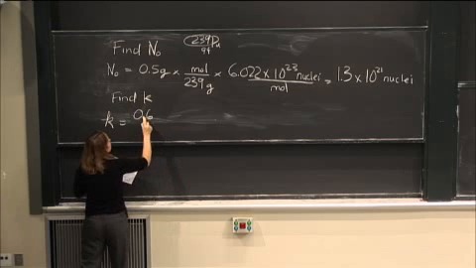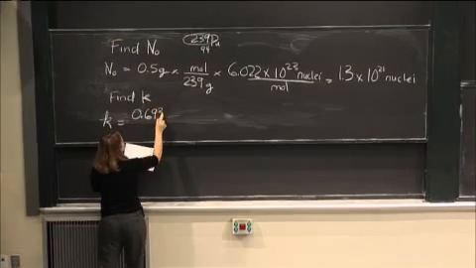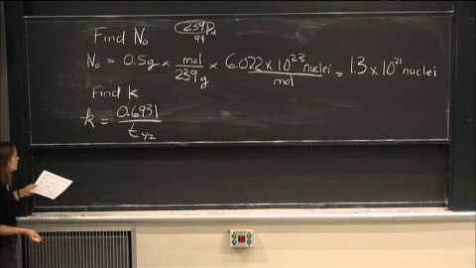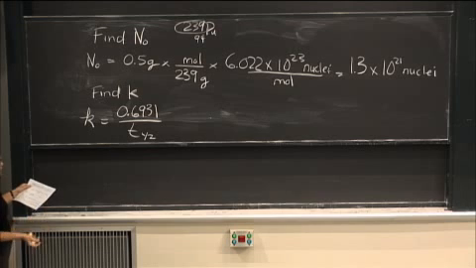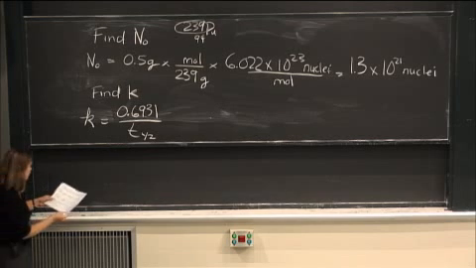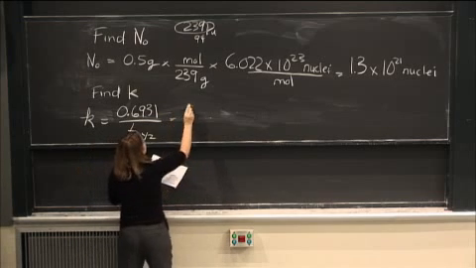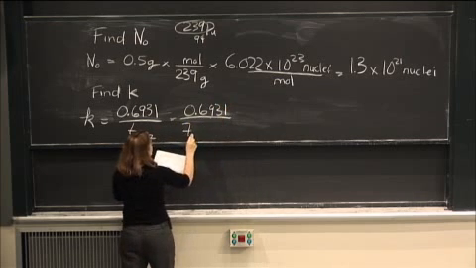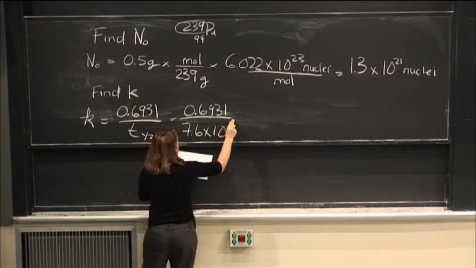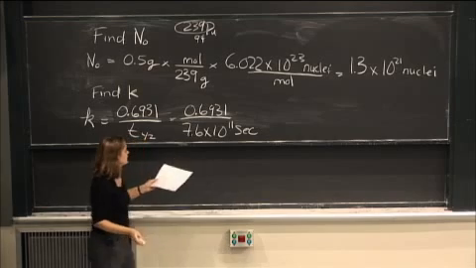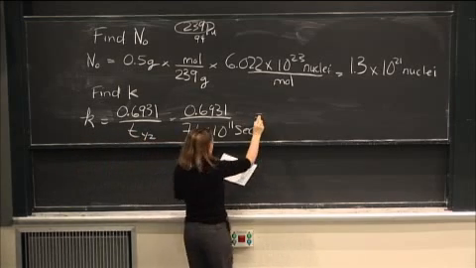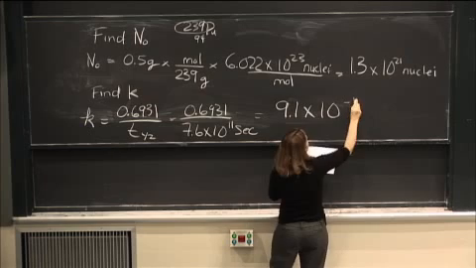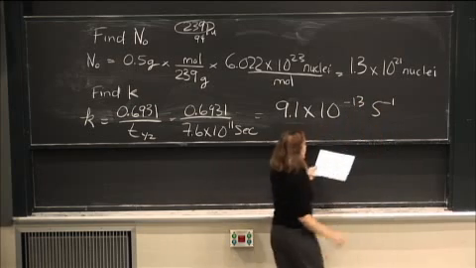So that's 0.6931 over t half. And in this problem, we were given the half-life. And often you will be given the half-life, or you can look it up. And so we can put that in. So we have 0.6931 over 7.6 times 10 to the 11th seconds. And we can calculate our constant, which is 9.1 times 10 to the minus 13 per second.